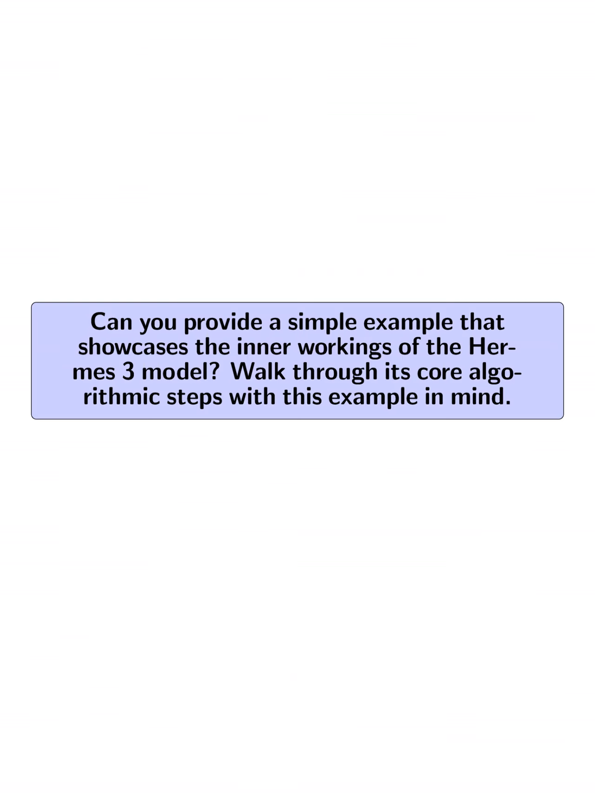Can you provide a simple example that showcases the inner workings of the Hermes 3 model? Walk through its core algorithmic steps with this example in mind.